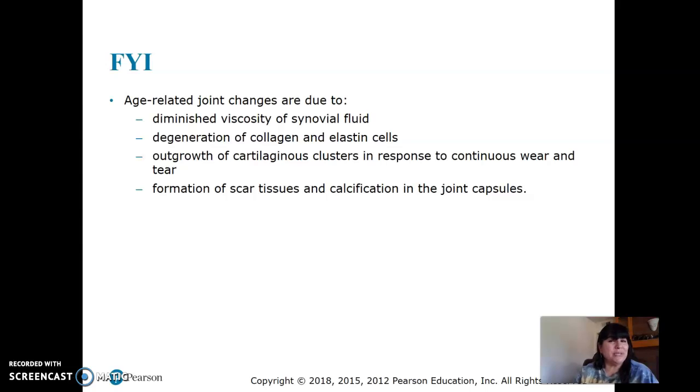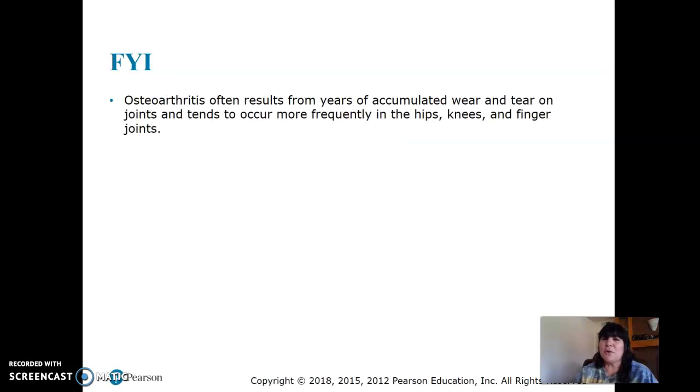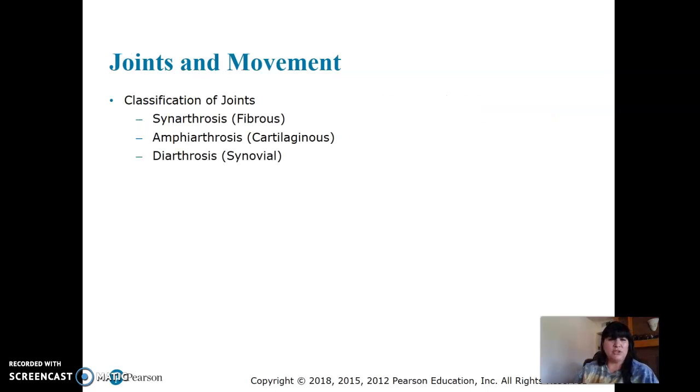Yes, things happen to our joints when you hear about arthritis. You know, there could be bone growth. The joints don't move as quickly, as easily. It says diminished viscosity of synovial fluid, degeneration of collagen, elastin, outgrowth of cartilaginous clusters, scar tissue. These are age-related joint changes, and that's why when people get older, they have a harder time moving. Movement is really important. Exercise is really important. It helps lubricate the joints. Osteoarthritis comes from years of accumulated wear and tear on the joints, and happens in hips, knees, fingers, if you've ever seen that, which I'm sure you have.